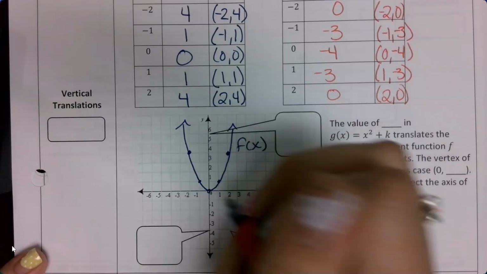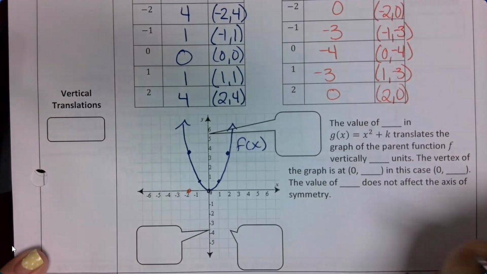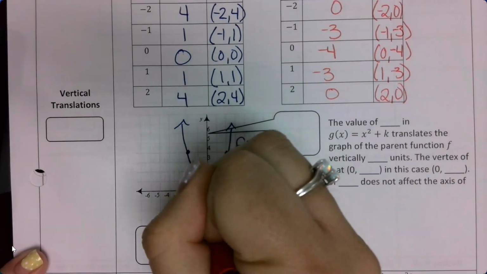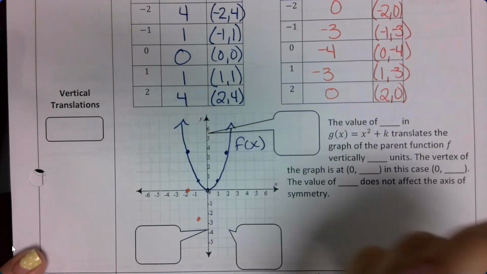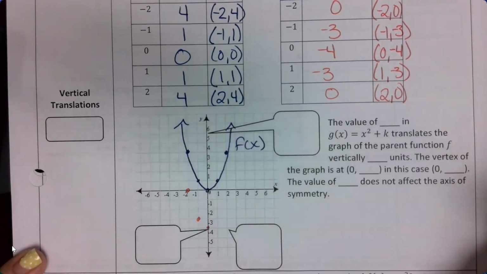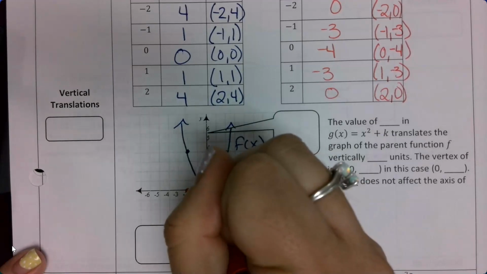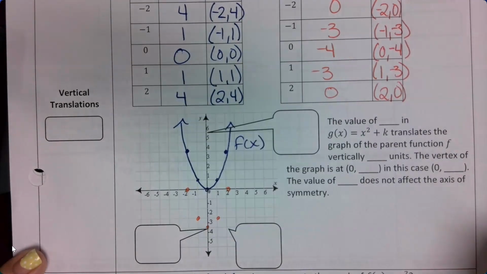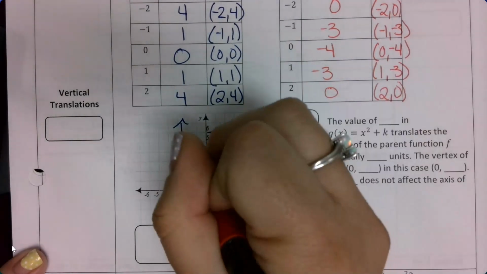So I want to go ahead and graph this. Negative 2, 0 goes left 2 and is on the x-axis. Negative 1, negative 3 goes left 1, down 3. 0, negative 4 is on the y-axis. 1, negative 3 goes right 1, down 3. And 2, 0 goes right 2 and stays on the x-axis.